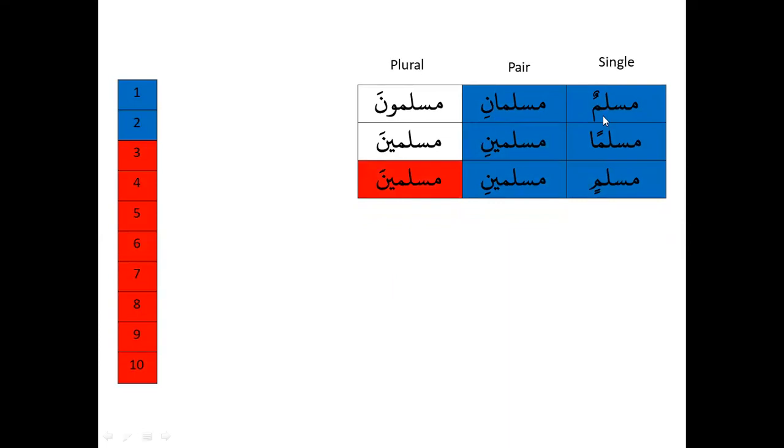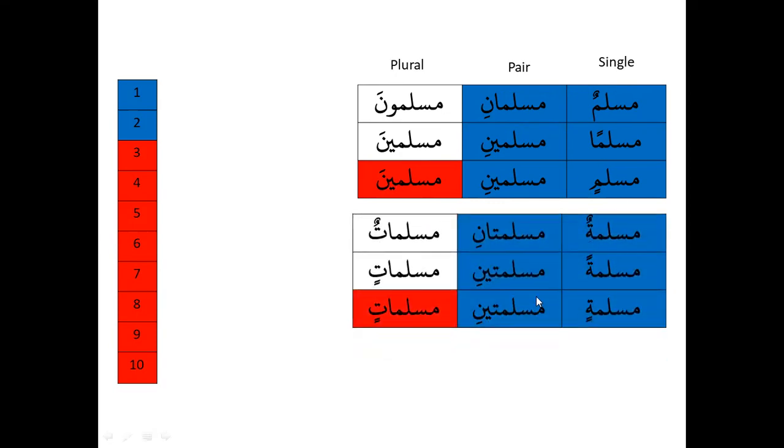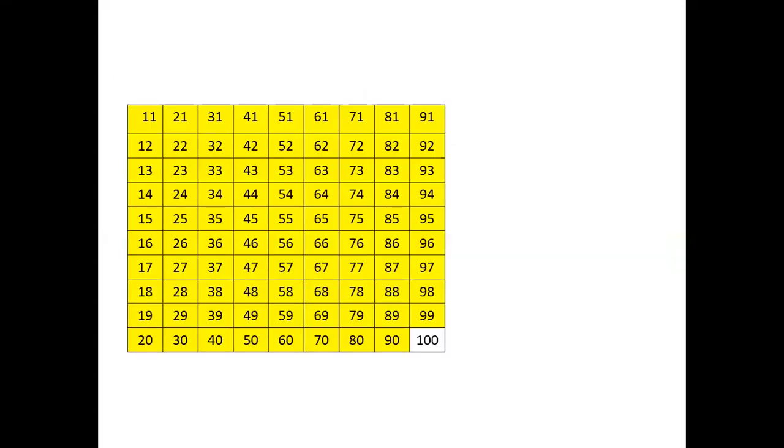So this is what your grid looks like. This will be your 1. Your dual will be your 2 Madud, and this will be your 3 to 10 Madud. And the same goes with Muslimun, Muslimatun. Is this clear to everybody? This classification that I have made, sorry. Okay, excellent. So let's check Tamyiz now.